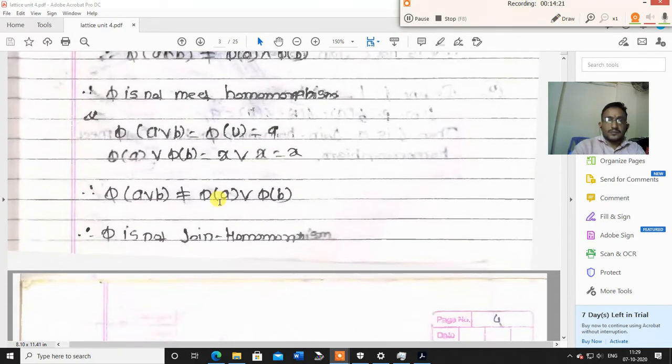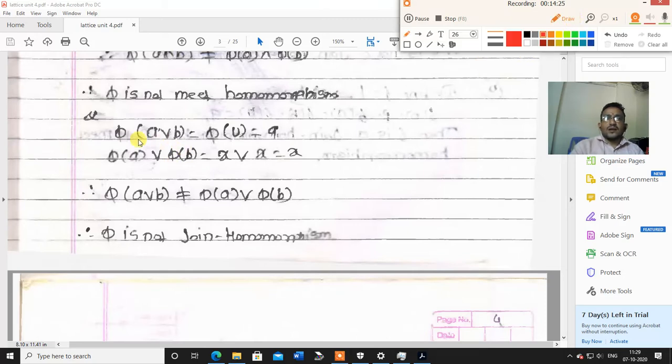So now consider, again, phi of A join B. What is A join B here? U. So phi of U is equal to, आपने क्या दिले, Q दिले. Okay, पुन्हा phi of A join phi of B is equal to, what is phi of A here? X. What is phi of B here? X. So X join X is equal to X. Okay, you can say they are different.